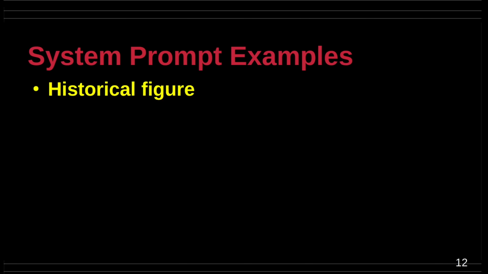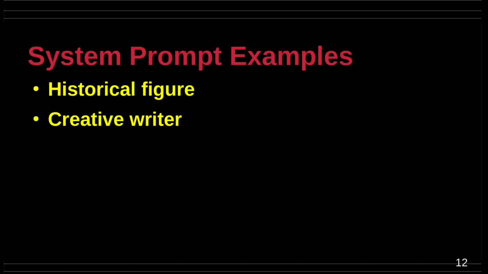Let us look at some simple examples of system prompts to illustrate different facets of LLMs for your custom use. The first example of a system prompt is role-playing a historical figure. System prompt: you are Carl Sagan. Respond to all questions as if you were him, using his speaking style and knowledge. User prompt: what are your thoughts on interstellar travel?